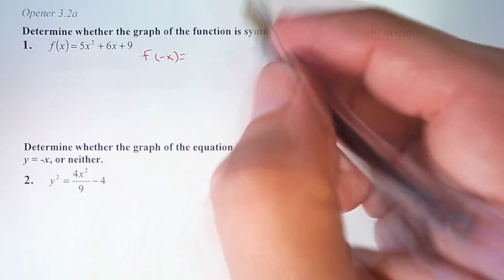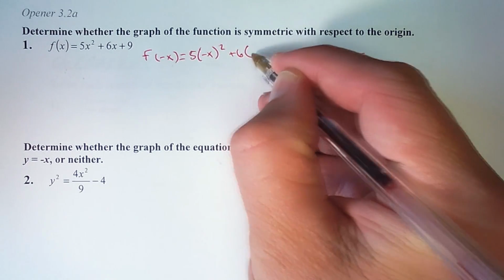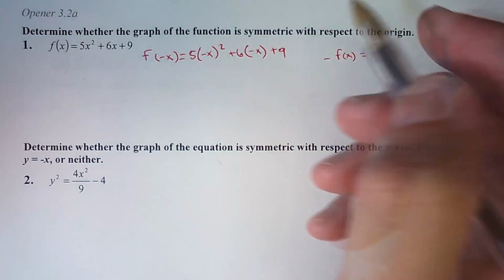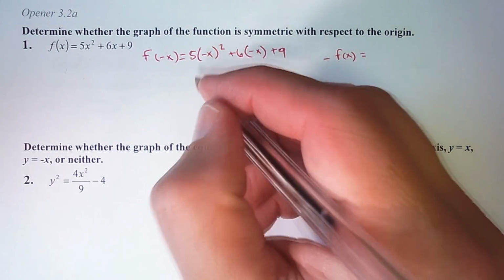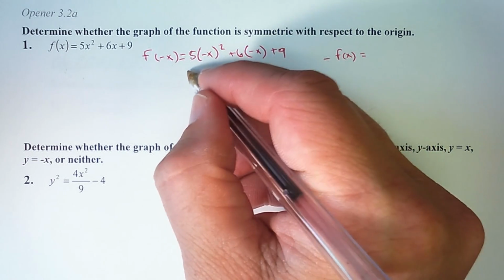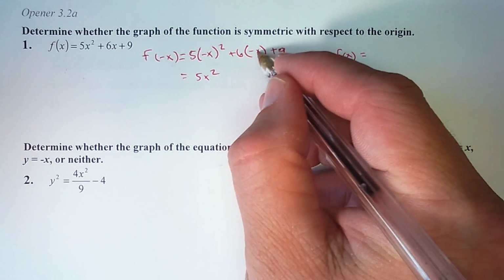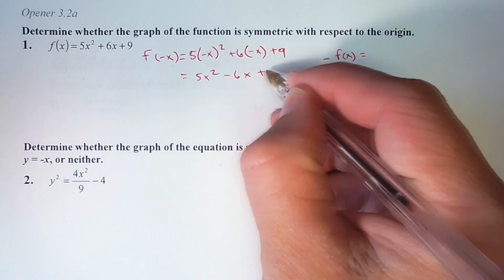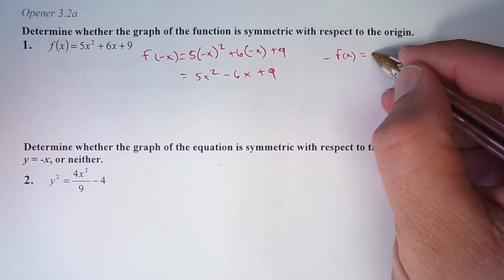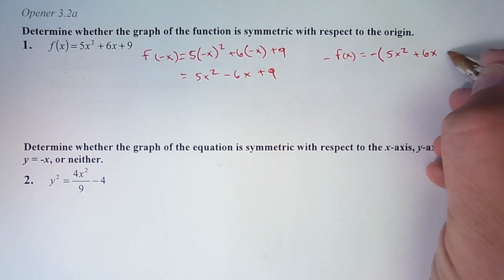So f of the opposite of x is 5 times -x squared plus 6 times negative x plus 9. Negative x squared is exactly the same as positive x squared. Anytime there's an even exponent, that negative will be able to go away. So it's 5 times x squared, and then 6 times negative x is negative 6x plus 9. That's all the simplifying we can do there. The opposite of f of x looks like this: negative, and then f of x, 5x squared plus 6x plus 9.